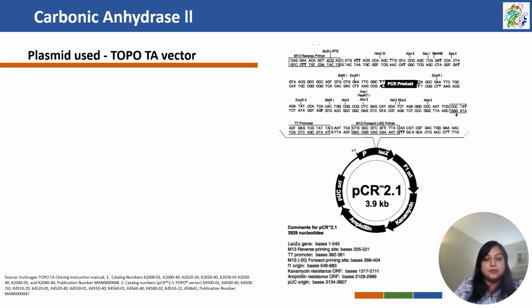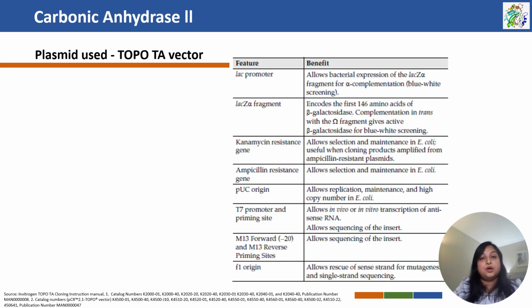Here is the map of my TOPO TA cloning vector, and the arrow indicates the start of transcription of T7 RNA polymerase. For a successful cloning, a vector should have some specific features like promoter, kanamycin resistance gene, ampicillin resistance gene, T7 promoter, and priming site. I have all of these features in my TOPO TA vector.